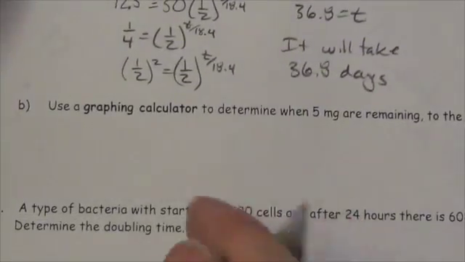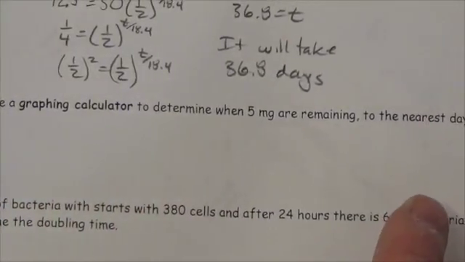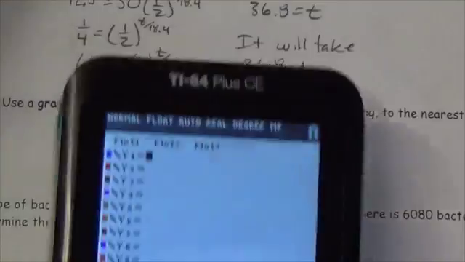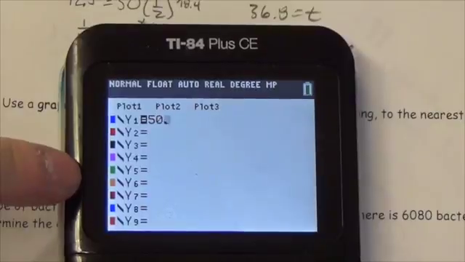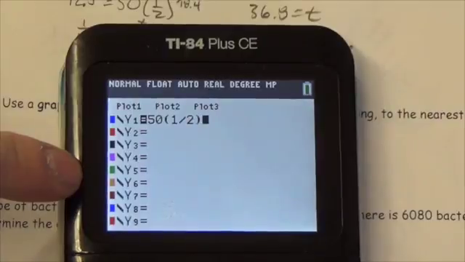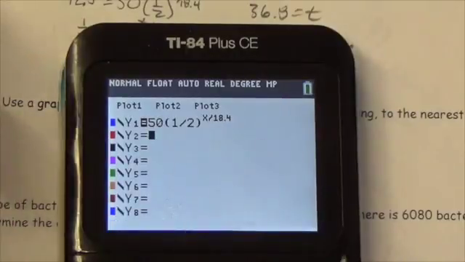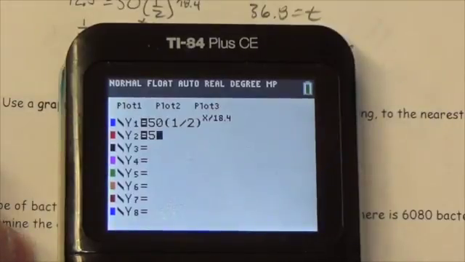This next question is asking something similar. It says, using a graphing calculator, determine when 5 milligrams are remaining, to the nearest day. So if we're going to do this on the calculator, we're going to plot these things. First of all, we're going to enter the equation the way we've got it: starting with 50, with a half-life, 1/2 to the power of x divided by 18.4. And now I'm looking for, to the nearest day, when we get 5 milligrams left over.